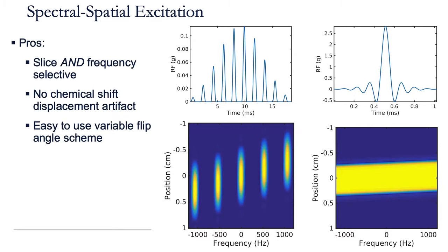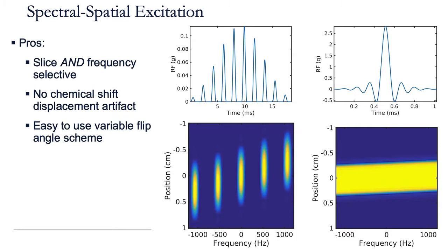And it's really easy here to use that variable flip angle scheme like we talked about, because you're exciting them independently. You can choose to excite pyruvate at a very low tip angle, then choose to excite lactate at a higher one, and then you don't even have to worry about exciting alanine or hydrate in this case if we didn't want to actually acquire them.